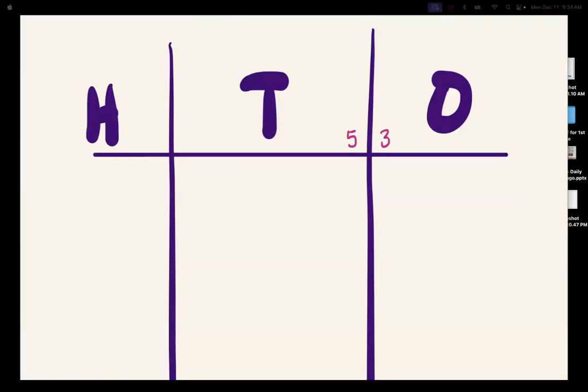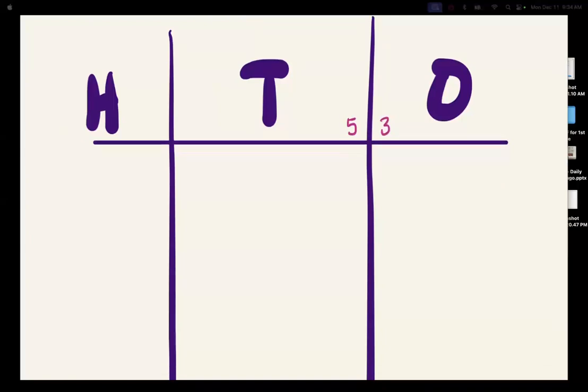53 is the number. How many tens? How many ones? Good job, Miguel. 53. How many ones next? Got excited with those ones.